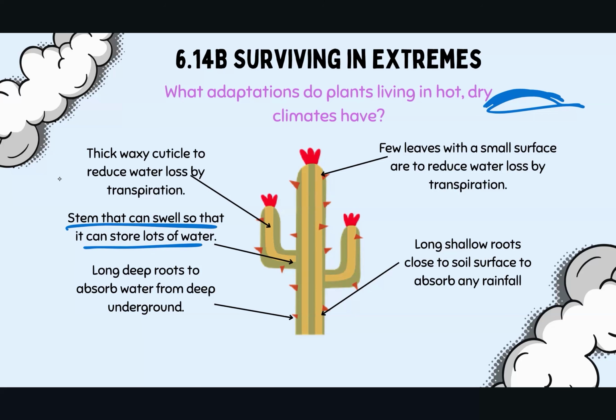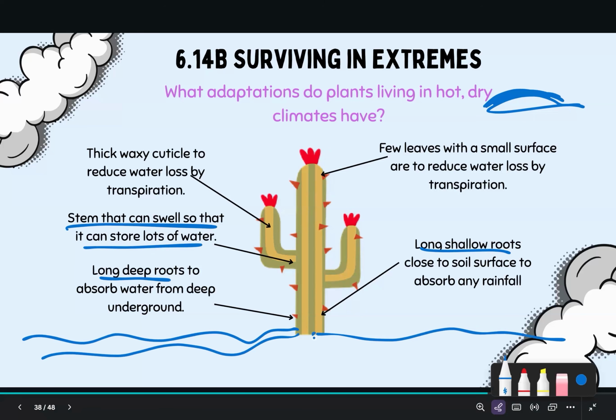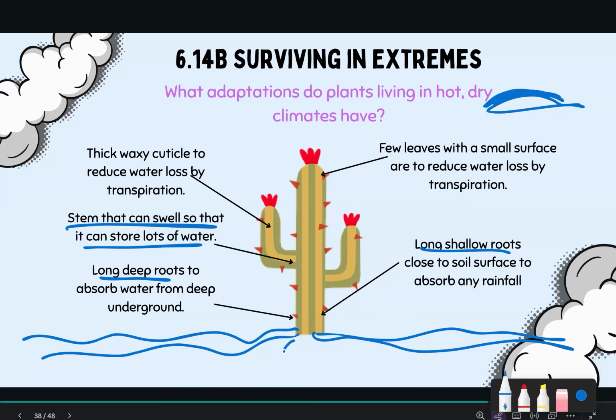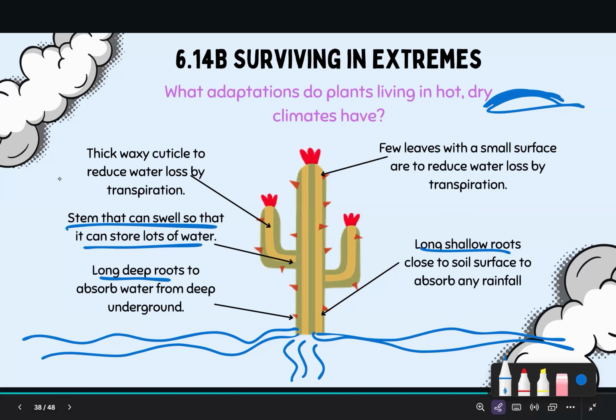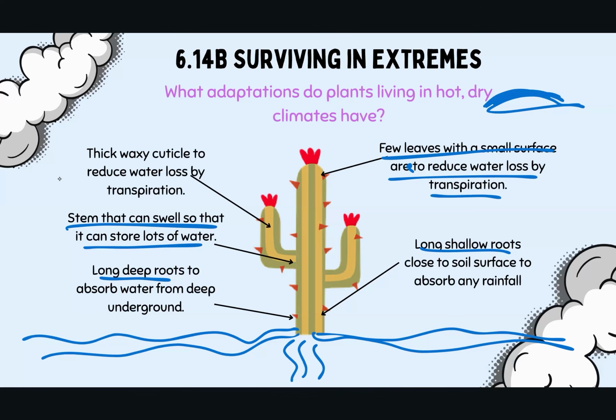Then you've got long, deep roots. Now, sometimes you've got long, shallow roots or long, deep roots. Shallow roots mean that water can be taken from the surface, particularly after it rains, whereas deep roots go deep into the ground to get hold of that water. And fewer leaves with small surface area reduce water loss by transpiration. In many cases where you've got these spikes, they're actually the leaves, but rolled up very tightly, and that reduces the amount of water that's lost.